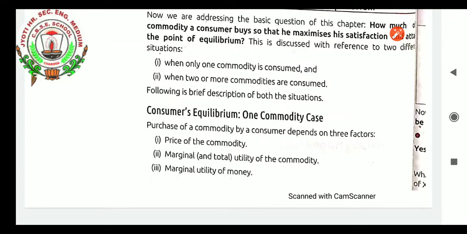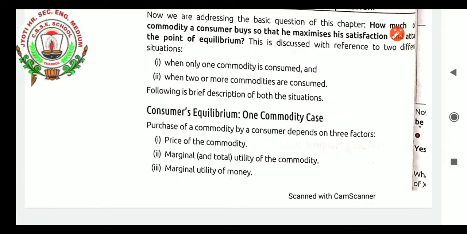The marginal and total utility of the commodity, the same thing will be repeated as we learnt in the beginning. Marginal utility means when an additional unit of a commodity is consumed, by how much the satisfaction level declines. That is known as marginal utility. And total utility is the total sum of the marginal utilities derived from the consumption of a commodity.